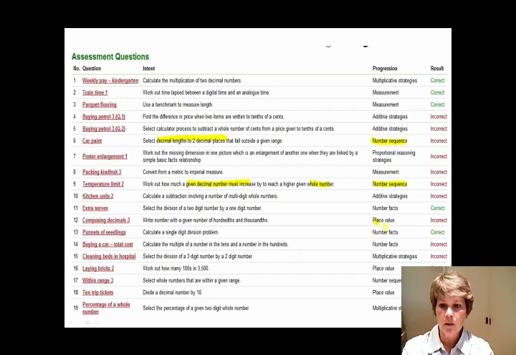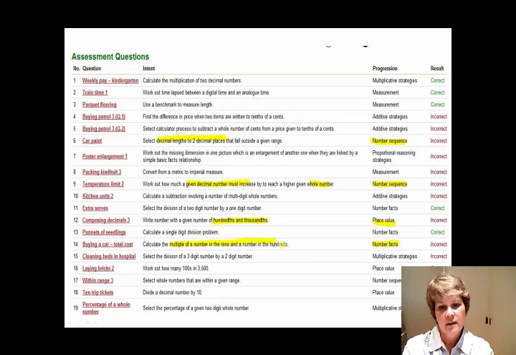Place value progression here, and here are those decimal place values again, up to the hundredths and thousands. A couple of number facts questions here. Calculate a single-digit division problem. So again, they know some multiplication facts in order to be able to do a division problem. Calculate the multiple of a number in the tens and a number in the hundreds.